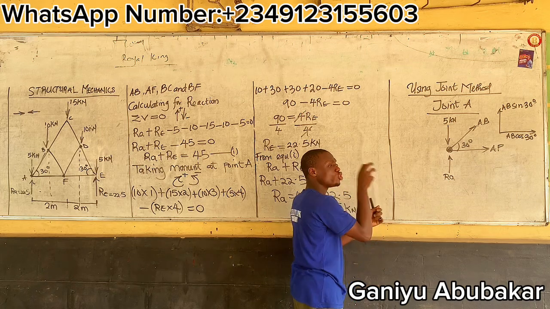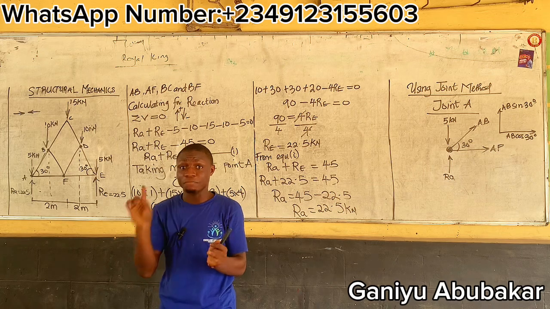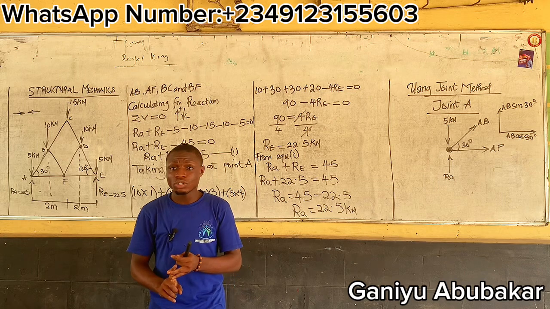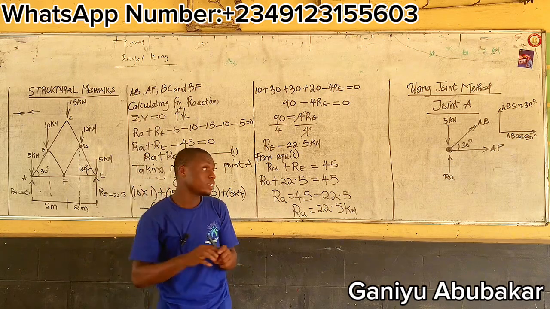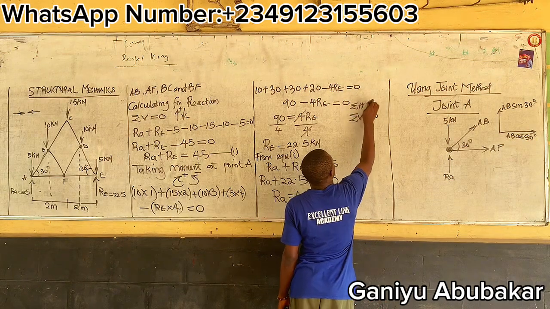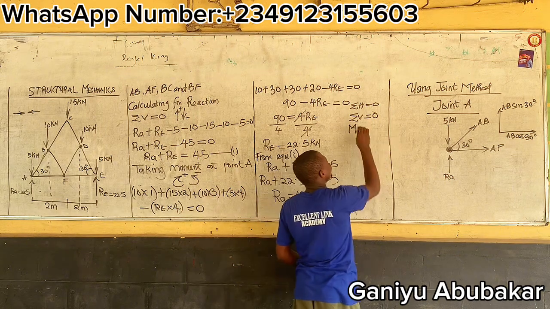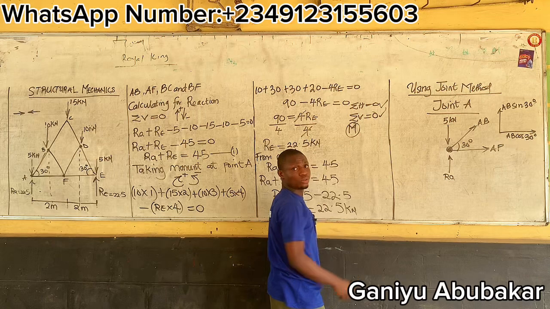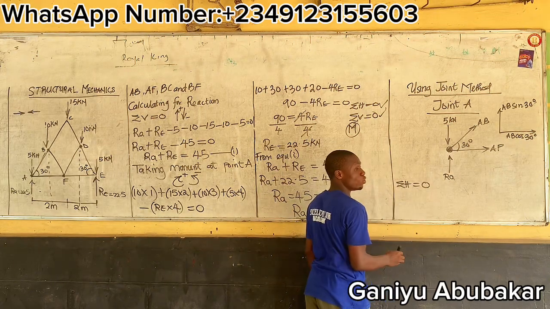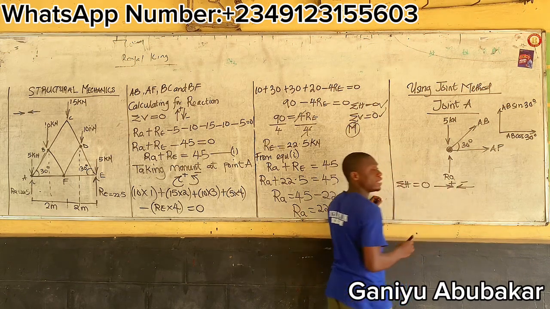For every joint, always apply the first condition and second condition of equilibrium. That's summation H and V. In a joint, you don't use moment. Always summation H, summation V. There are three conditions of equilibrium, basically. So we have summation H as 0, and summation of moment at the point. For a joint, you don't use moment. We always use these two. So for joint A, let's start with summation H equal to 0. Consider right force as plus, left as negative.